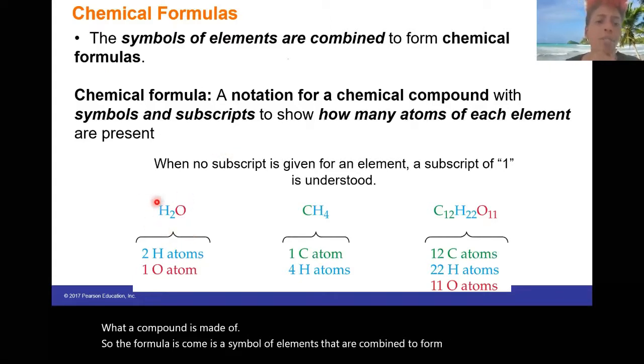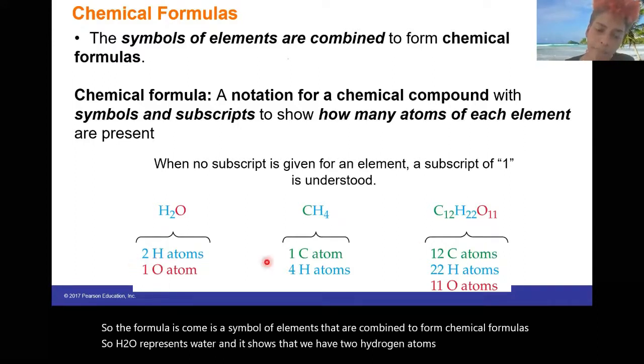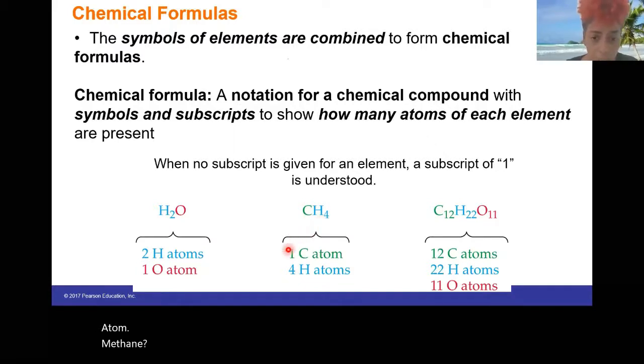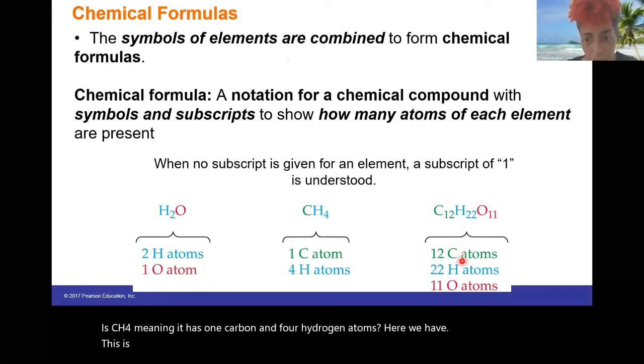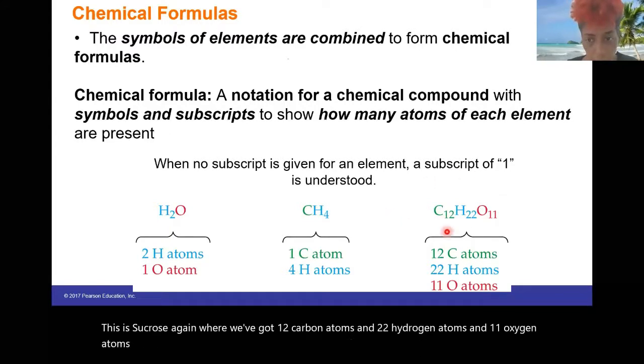H2O represents water, and it shows that we have 2 hydrogen atoms and 1 oxygen atom. Methane is CH4, meaning it has 1 carbon and 4 hydrogen atoms. Here we have sucrose again, where we've got 12 carbon atoms, 22 hydrogen atoms and 11 oxygen atoms, and this would be our chemical formula.